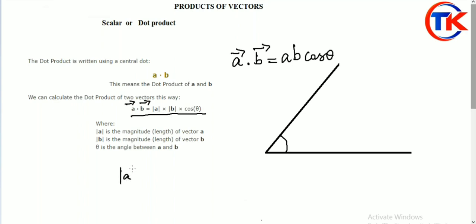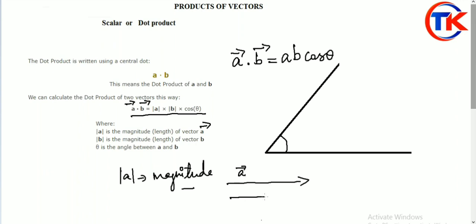Modulus of A, in a sense, gives only magnitude, right? Magnitude alone, without any direction. A is the magnitude, the length of vector A. In our previous video, we studied that the length of the line segment indicates the magnitude of the vector. I repeat, it is A vector, it is B vector. From these two, which one has greater magnitude? A vector has greater magnitude because the length of its line segment is greater than that of the B vector, right? B is the magnitude, the length of vector B, and theta is the angle between A and B.